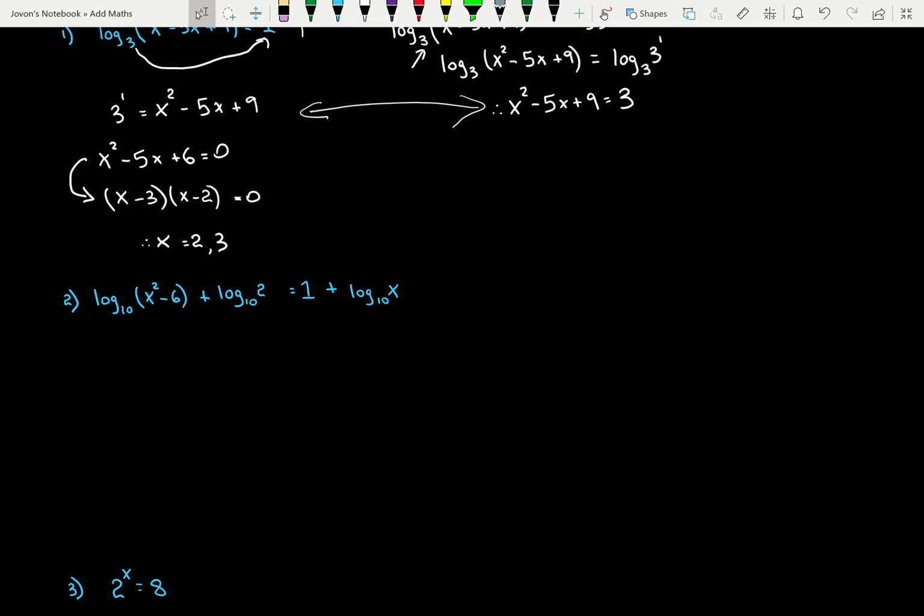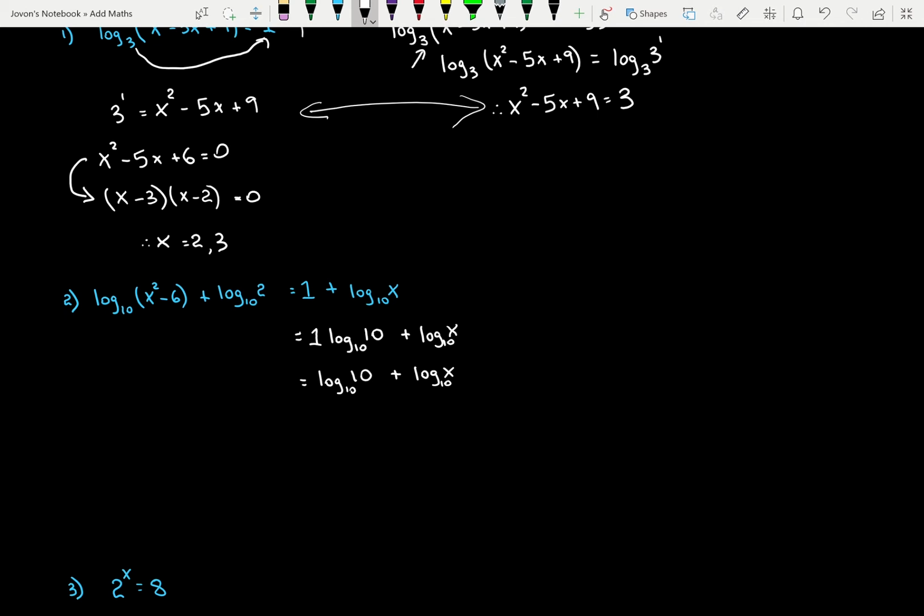Just as I showed you before, this 1 would be equal to log 10 to the base 10, plus log x to the base 10. Now we have all these things in terms of logs.